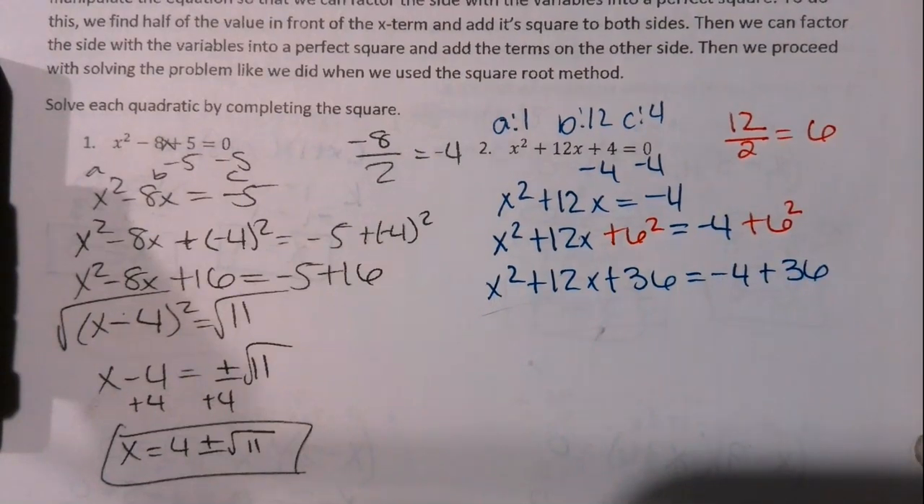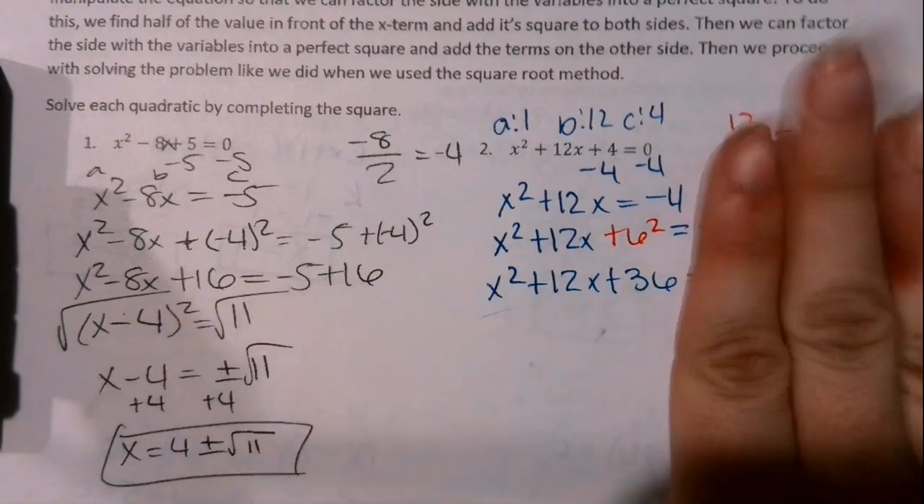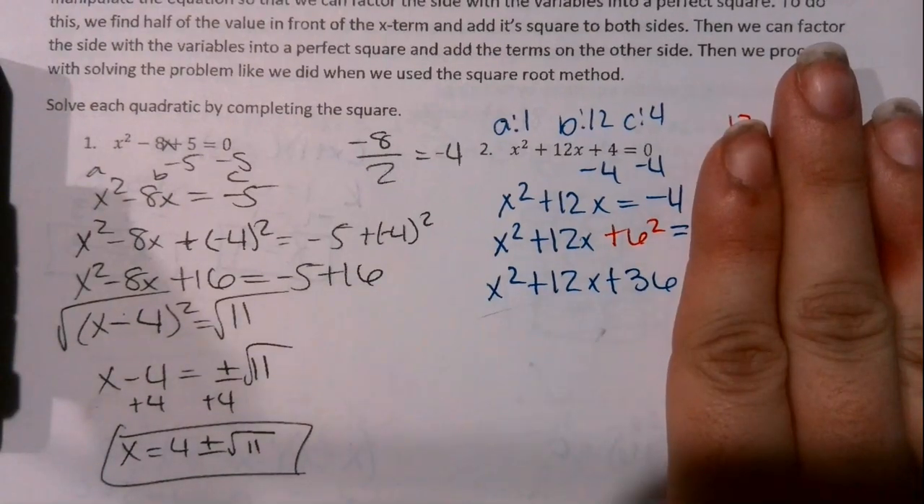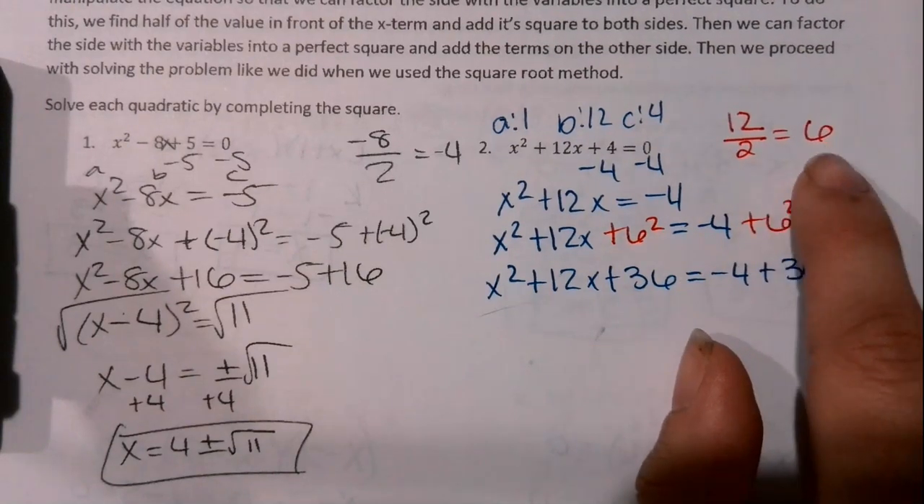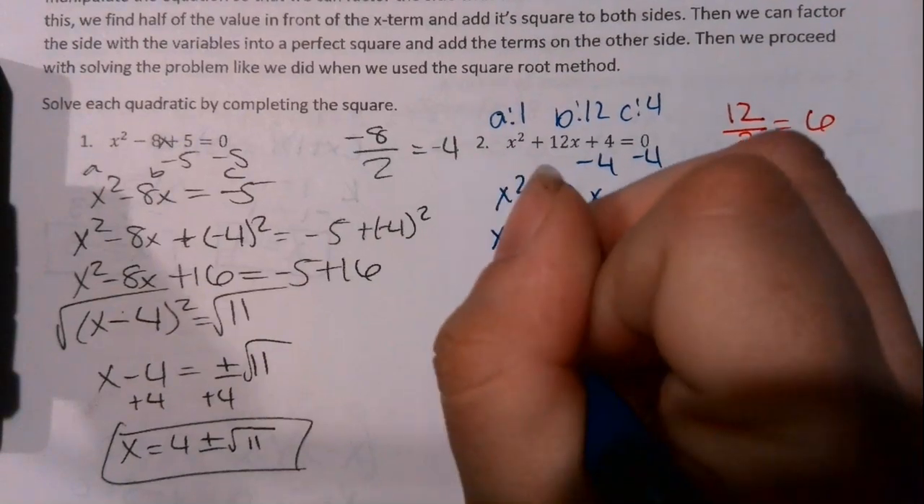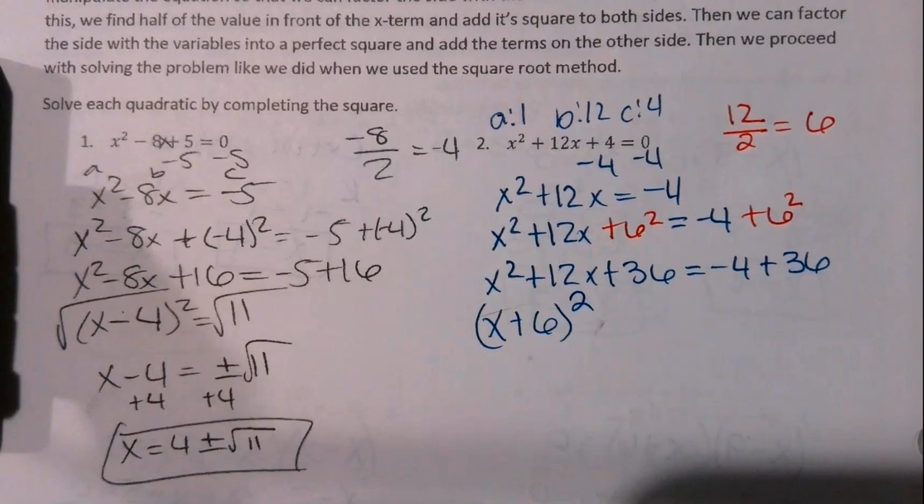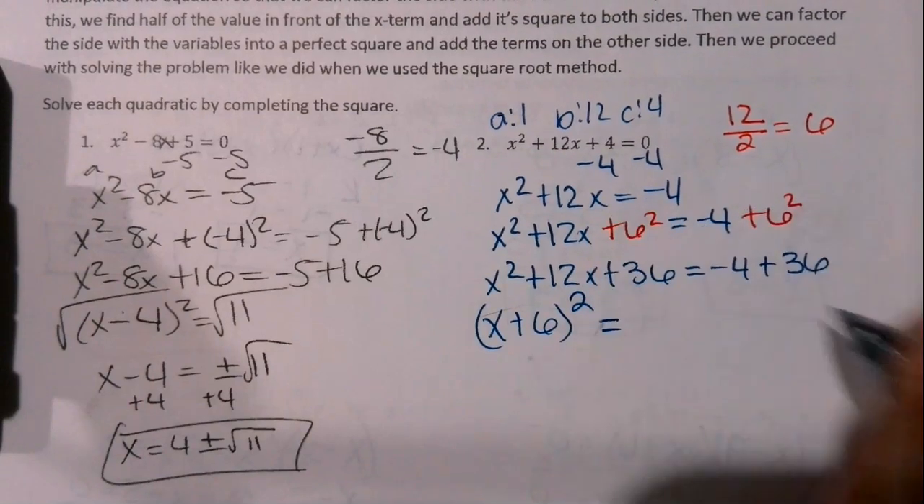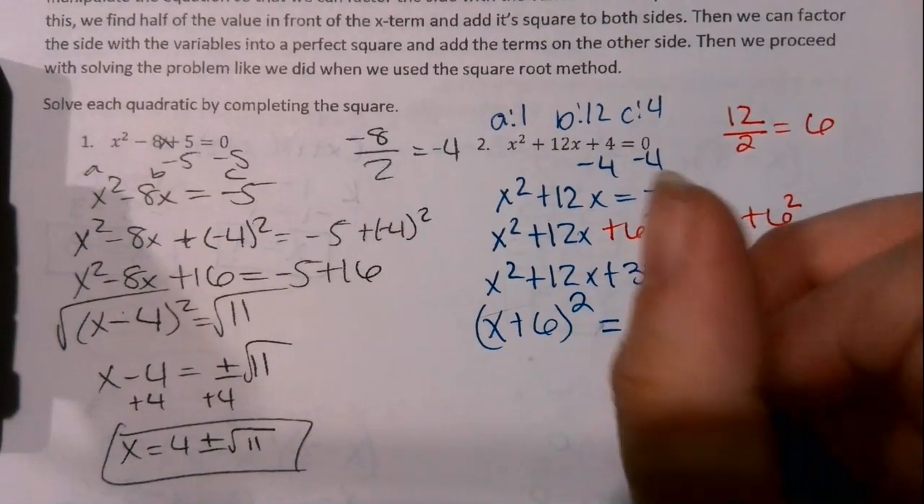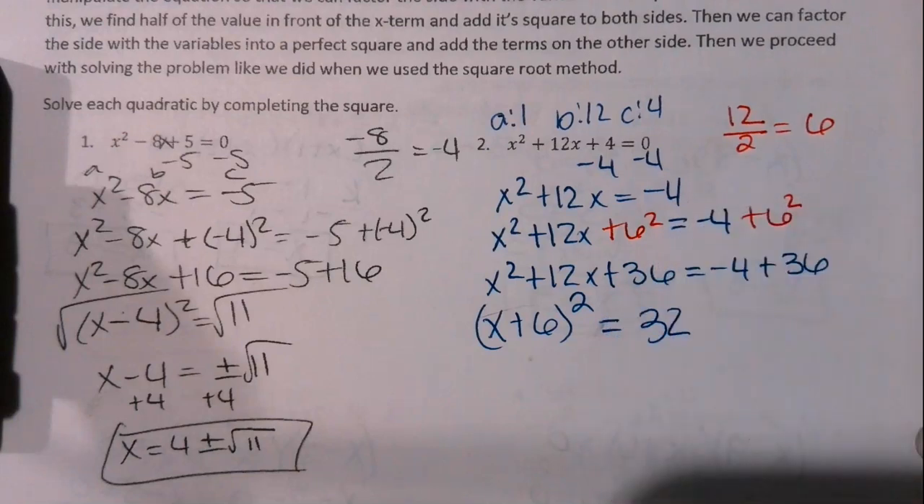I want to factor the stuff on my left side, like what we were doing on the last page. I'm looking for what multiplies to 36 and adds to 12. It's 6 and 6, and it will always be this red number that I found earlier. So then I have x plus 6. Since it was 2 of the same number, I have an exponent. On the right side, I add negative 4 and 36, which gives me 32.